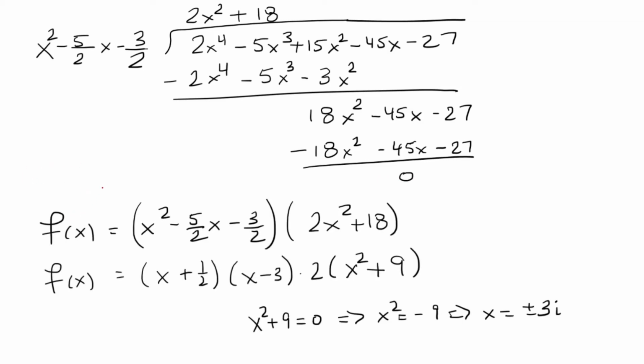Okay, so now we can represent our original function as x squared minus 5/2 x minus 3/2 times 2x squared plus 18. And we broke this out originally. We had x plus 1/2 times x minus 3. And these are our rational zeros. And now for 2x squared plus 18, we can pull out a 2 and have x squared plus 9 remaining. So this factor is going to give us the complex zeros. So we're going to set it equal to 0 and get x squared equals -9. So x has to be plus or minus 3i. And those are our complex solutions.